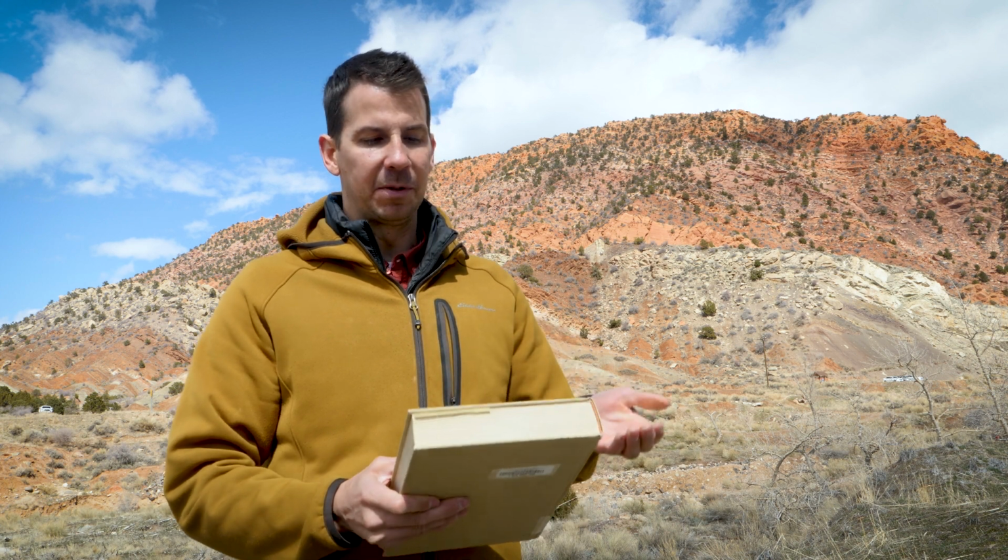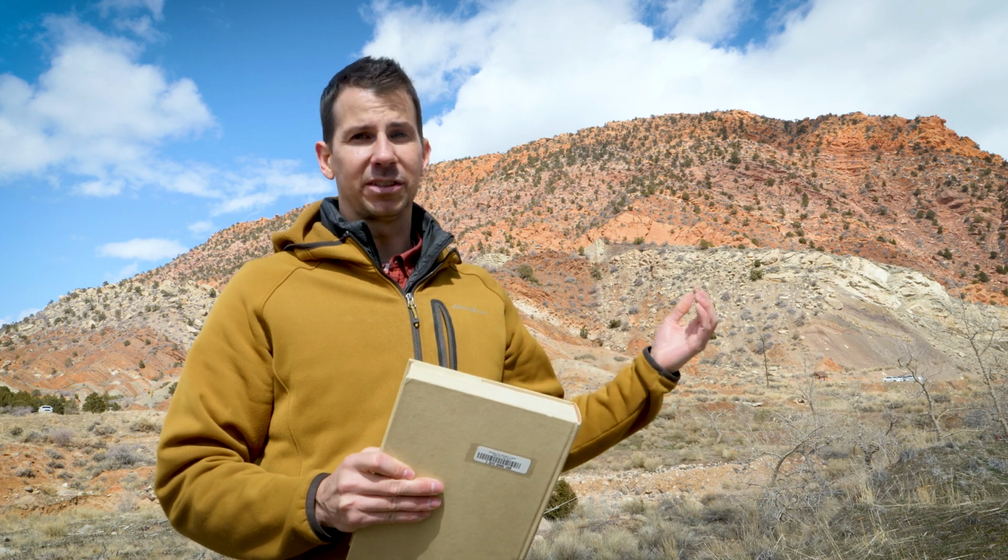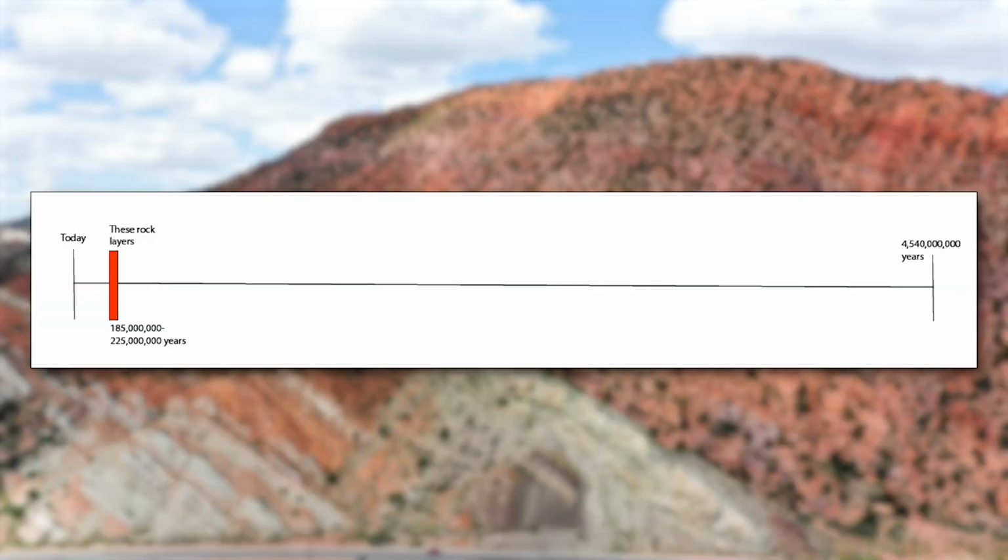And to help us understand the context better, these layers, as I mentioned, are between 225 and 185 million years old. If we were to use this book as an example and have the end of the book be the formation of Earth and the very beginning be today, we would see that these layers would represent pages 37 to 45 within this book.